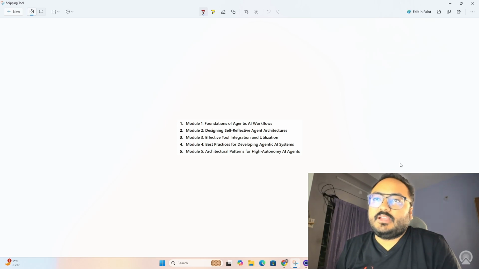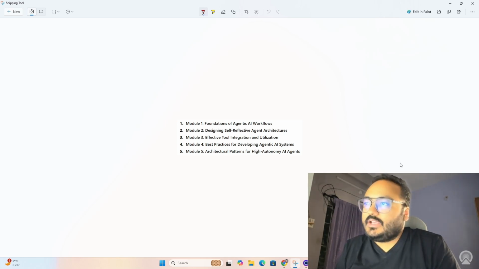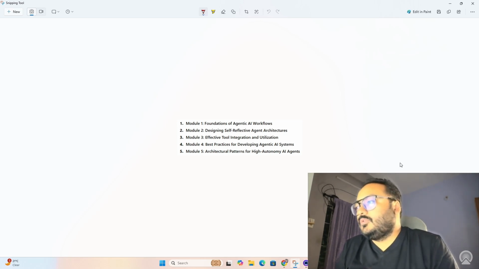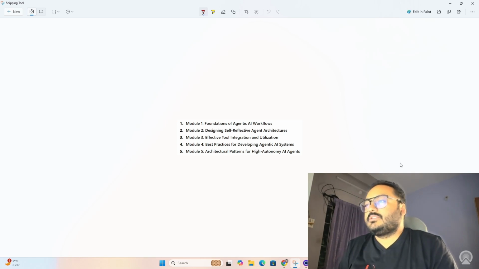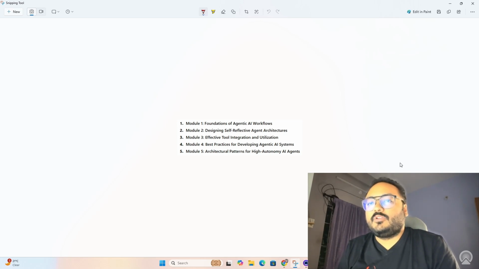And in terms of best practices, what we are going to do is we are going to build applications using agentic AI, or आखिर में at the very last what we are going to do is high autonomy AI agents का architectural pattern we are going to see. Okay, that means there also we are going to do hands on.